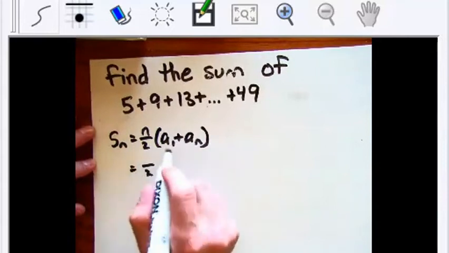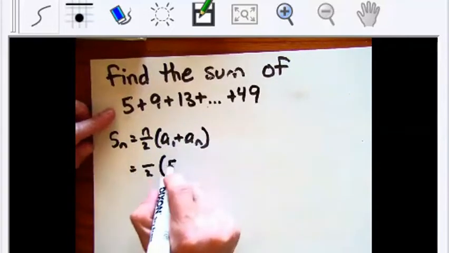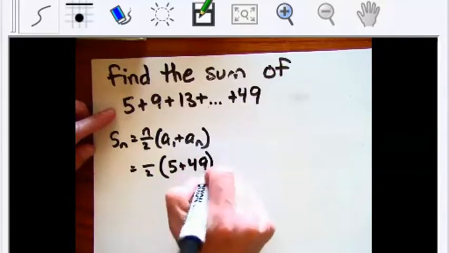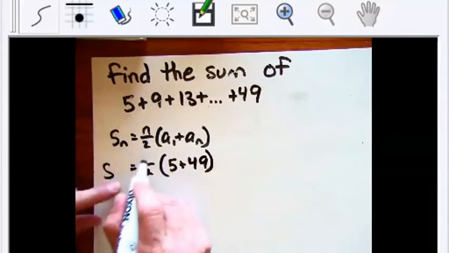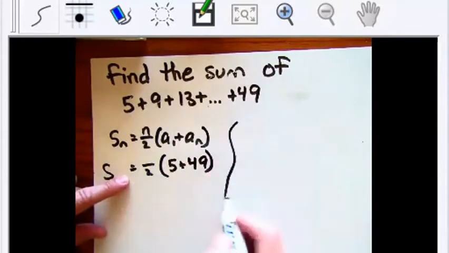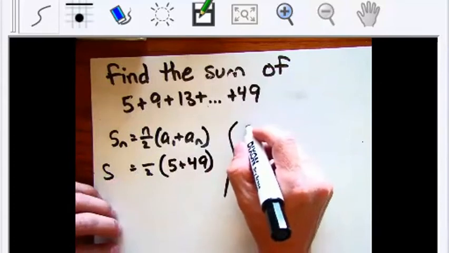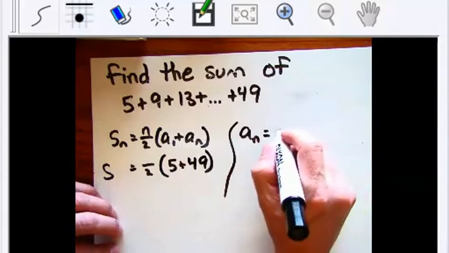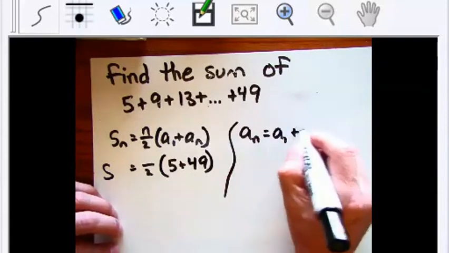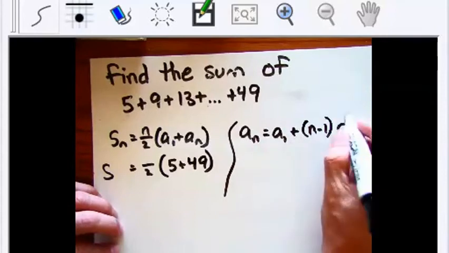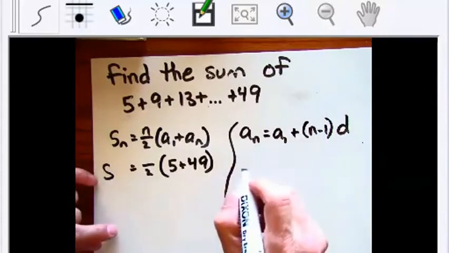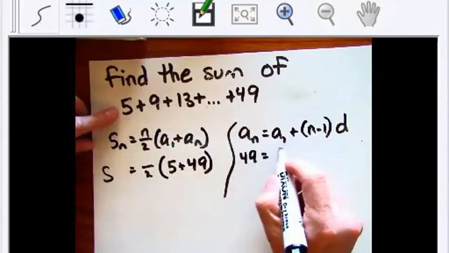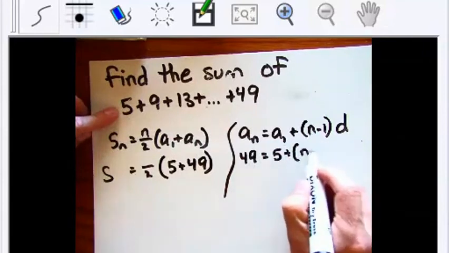Let's see. A sub 1 is 5. A sub n, that's my last term right here, so that's 49. And then I don't know what n is equal to. Okay, so check out how I get that. Last week, you guys looked at sequences. And remember, for an arithmetic sequence, we were given this little formula, right? You guys remember that? So a sub n, that's my last term, 49. A sub 1 is 5. I don't know what n is.